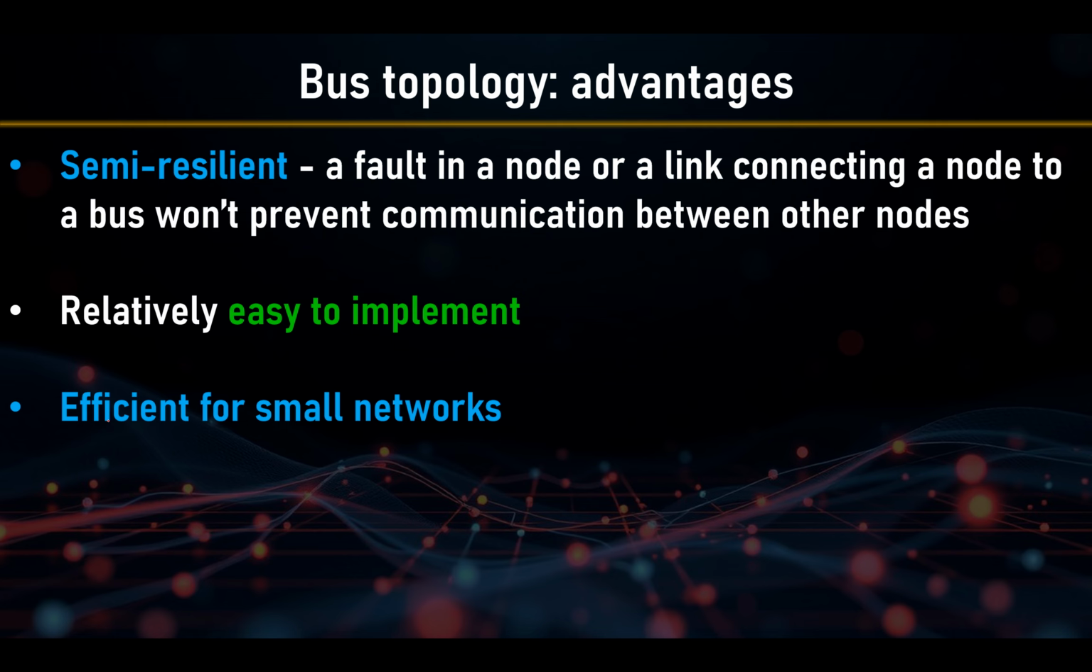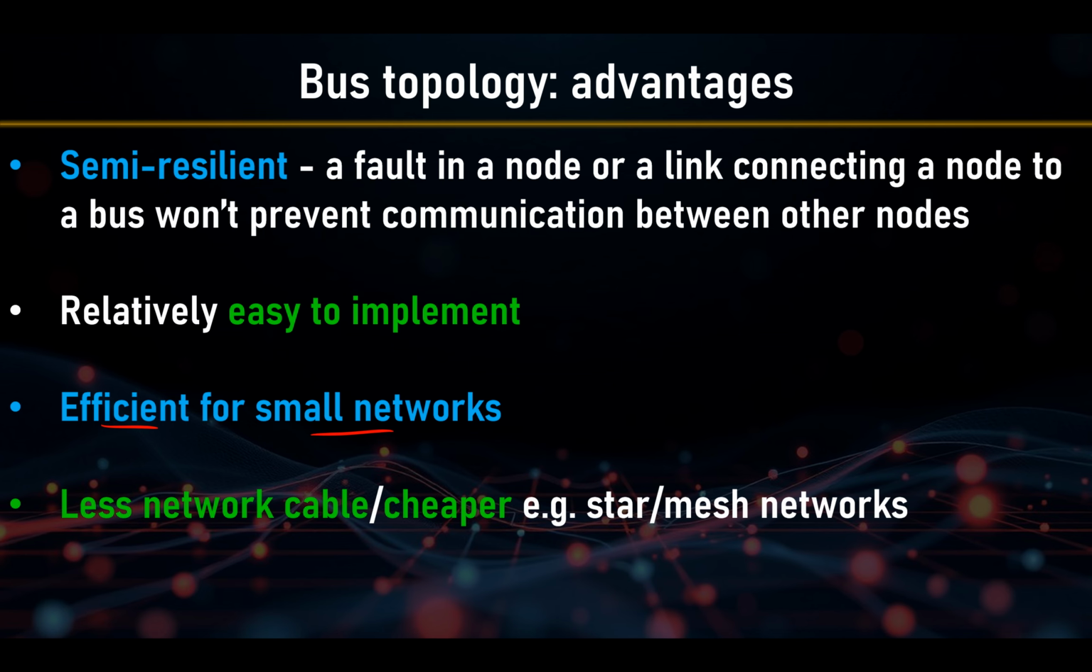And so here I've put this in blue because, when we say efficient, it's semi-efficient. This is going to be less fast compared with, say, point-to-point, or compared with mesh, which we'll see in a minute. But I guess for small networks it's good enough in most cases. Also, we require less network cable, therefore it's going to be cheaper compared with, e.g., star or mesh networks, which we'll see in a minute.